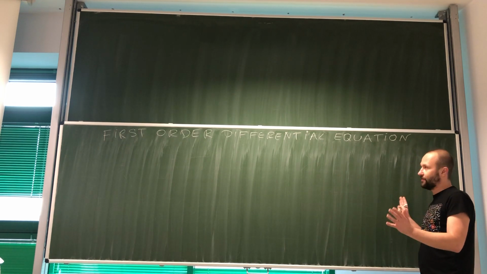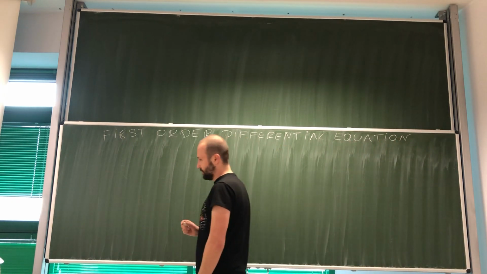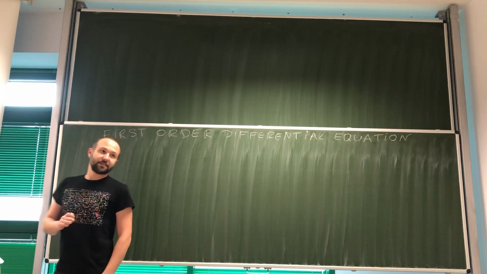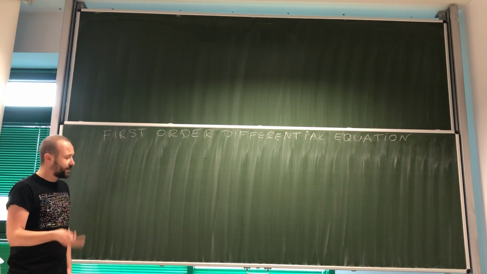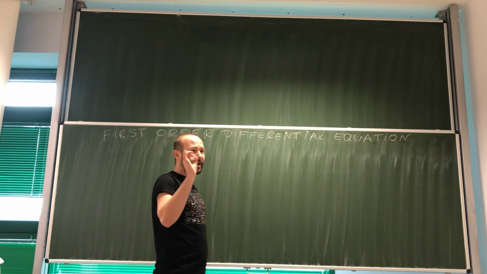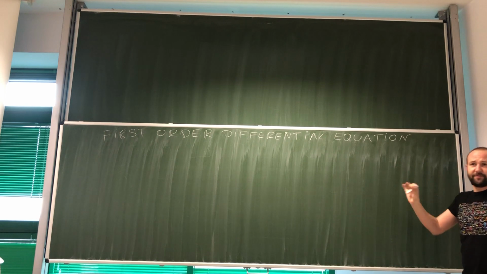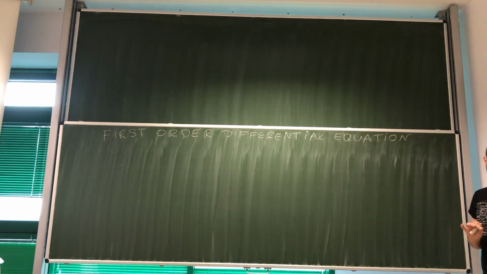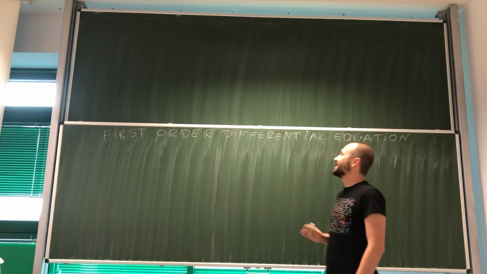have any other derivatives. So basically, the order of a differential equation is defined by the highest derivative. If the highest derivative is the third derivative, it's third order. If it's second, it's second order. And of course, we're going to start with first order differential equations.